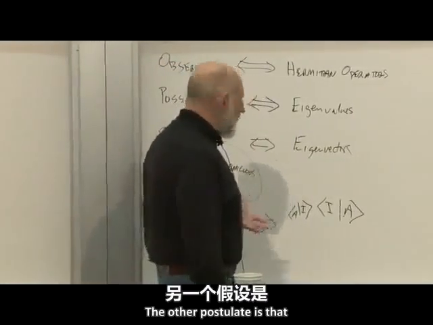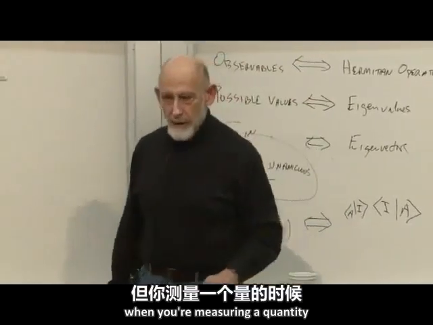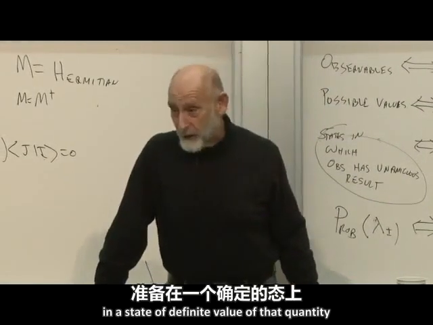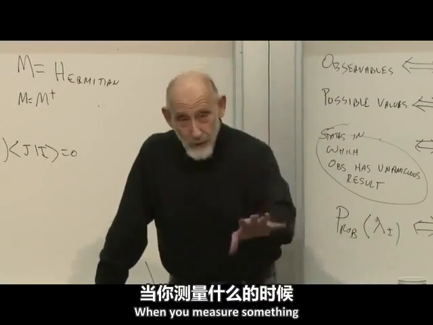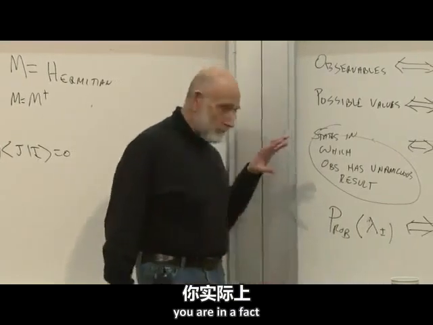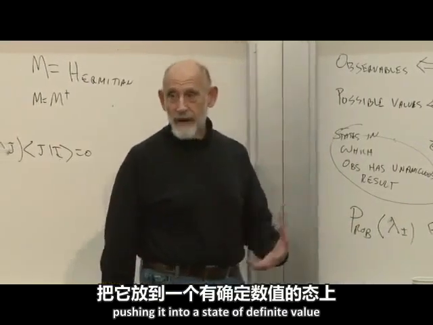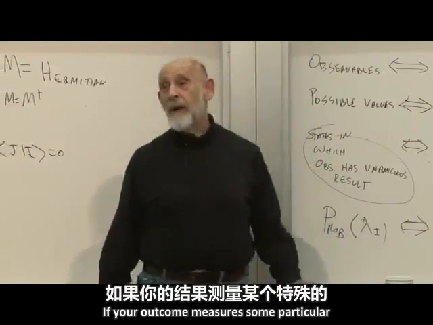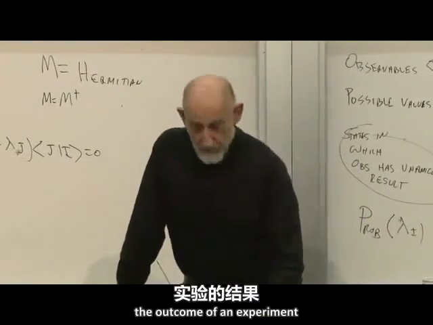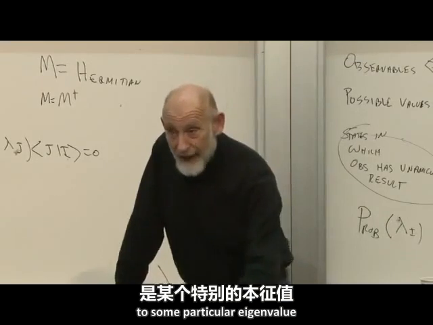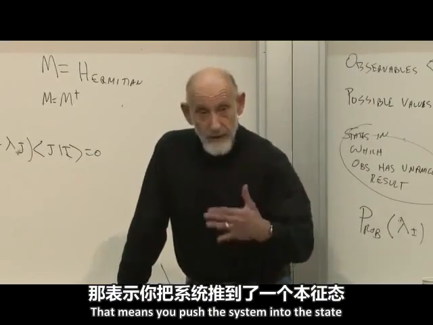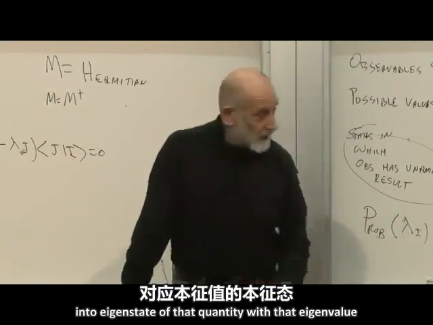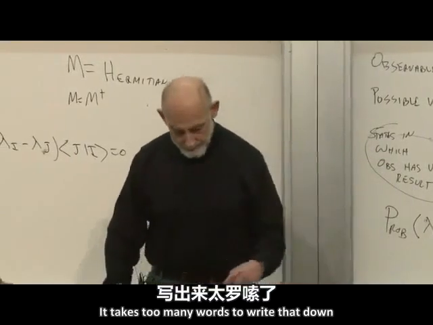Okay? The other postulate is that when you measure a quantity, you prepare the system in a state of definite value of that quantity. I won't bother writing that down. When you measure something, you are, in effect, pushing it into a state of definite value of that quantity, depending on what the outcome of your experiment is. If the outcome of an experiment is some particular eigenvalue, that means you push the system into the eigenstate of that quantity with that eigenvalue. I won't write that down. It takes too many words to write it down.